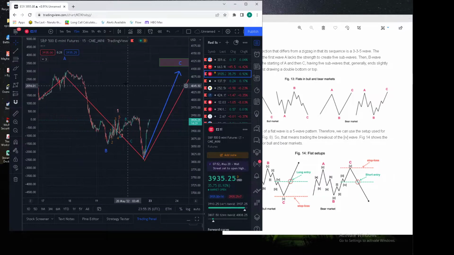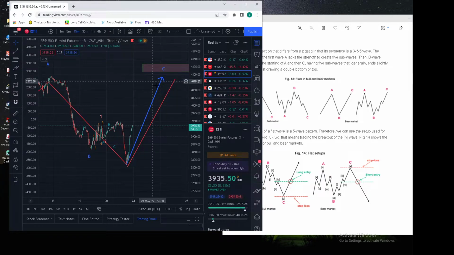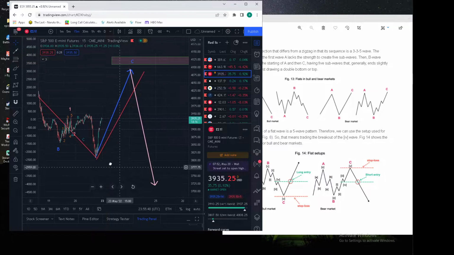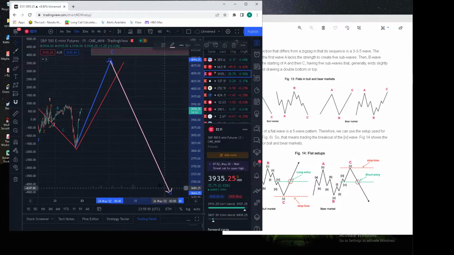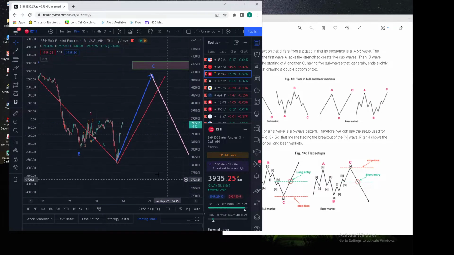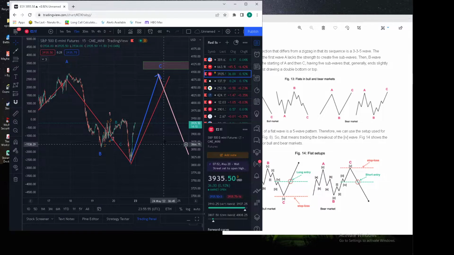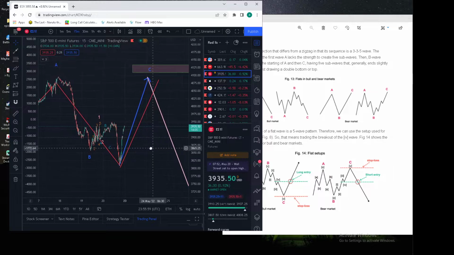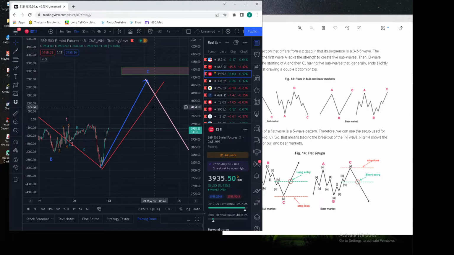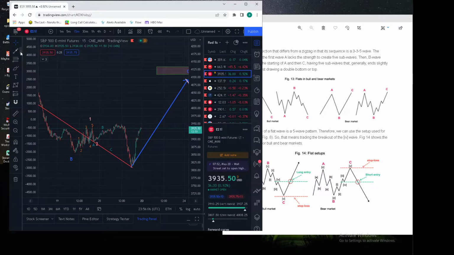So if we kind of know where the flat is going to end, which is going to be back at the top before continuing further down, we'll have a real run, I think, once we hit that 350, and then we'll get a nice sized run, and that'll be our big wave 4. Here we are.